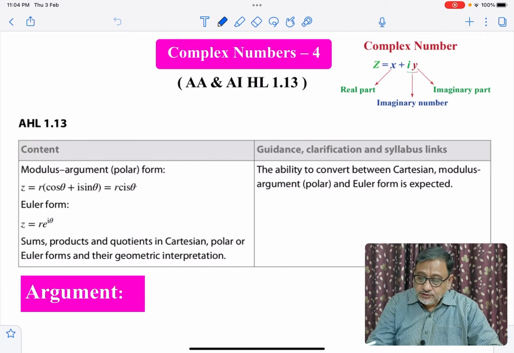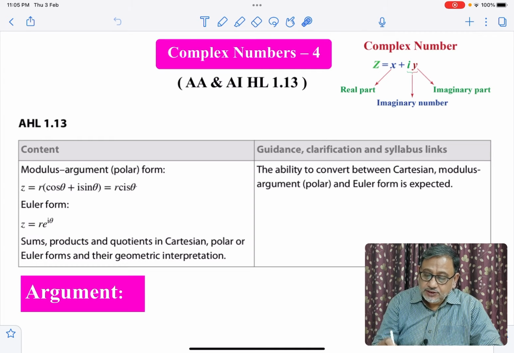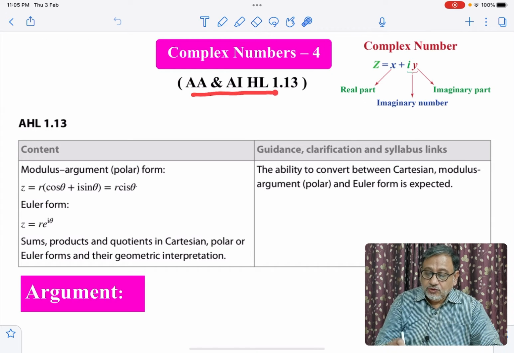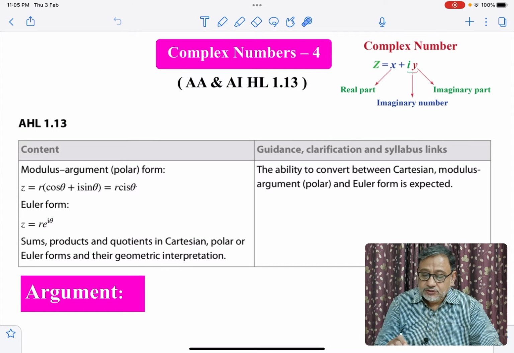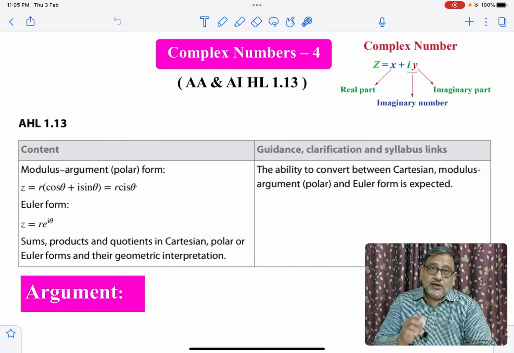Hello students. So we are here with the next part of the complex numbers. It is part 4, again from AA and AI HL 1.13. Today I am going to cover the modulus.